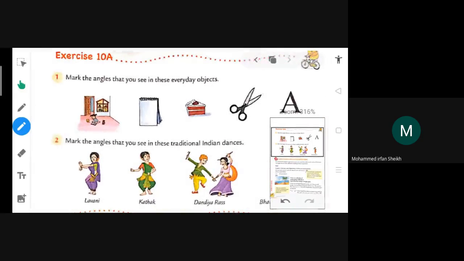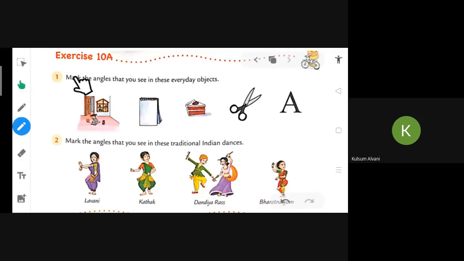Everyone read the heading together. Mark the angles that you see every day in every object. So everyday objects means the objects which you are using every day. In those also some angles are formed. Angles means where two things meet, a corner. Even in the classroom, sometimes we see the corner in the bench also, that you sit in that corner, I will sit in this corner.